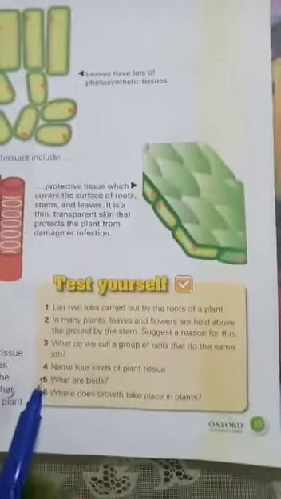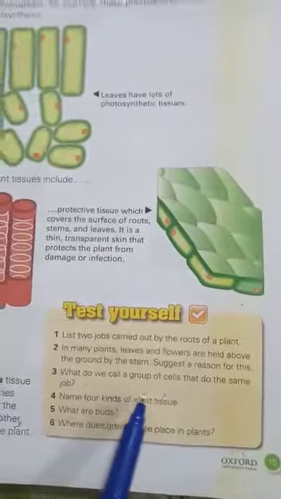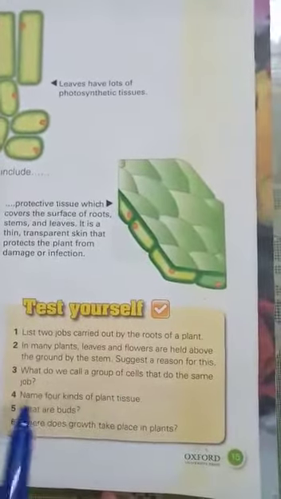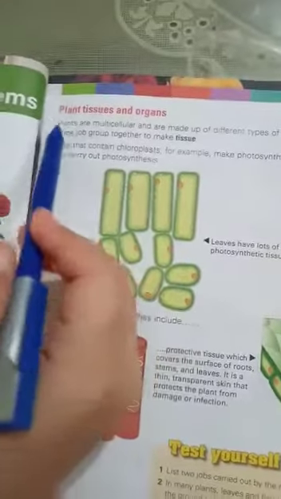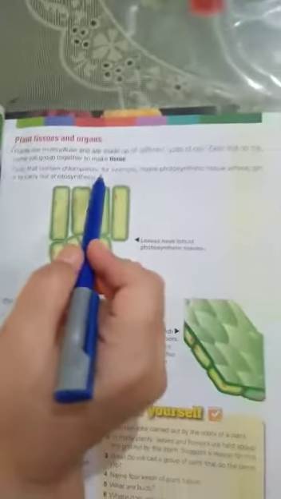Question number 3. What do we call a group of cells that do the same job? The answer is: plants are multicellular, and it will end at this line. Clear?